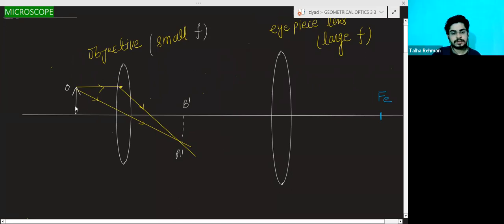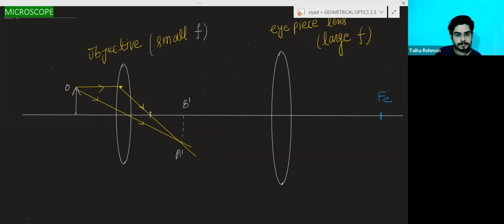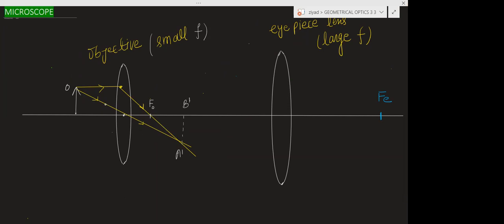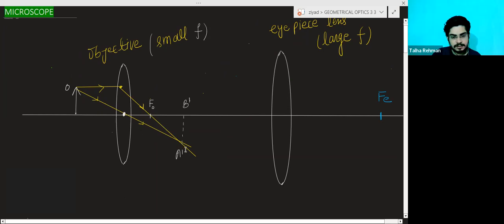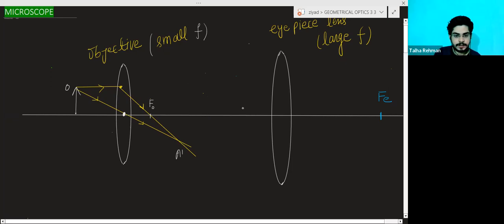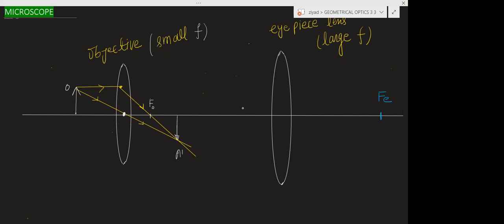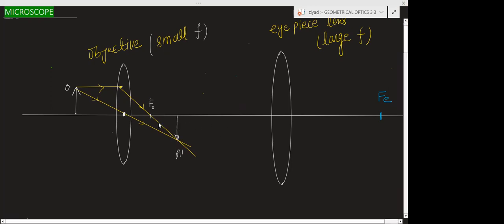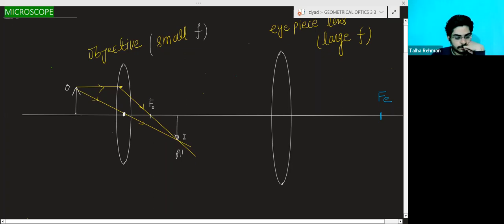So this is the object. The first ray, parallel to the principal axis, will pass through the focus of the objective lens. Another ray is passing through the optical center, and it will pass straight. So both rays will meet somewhere here. Here the image of this object will be formed.